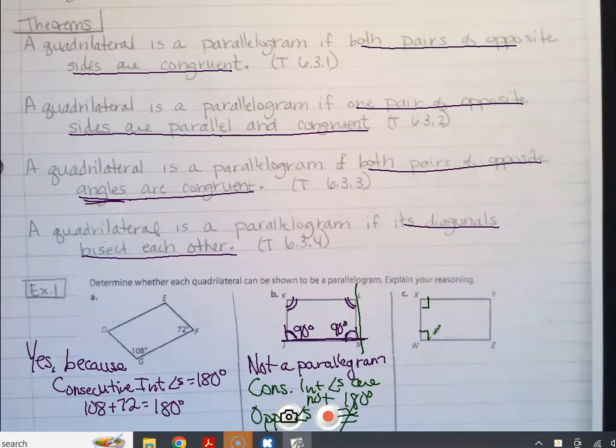Okay, so this is true. These are, again, consecutive interior angles that equal 90. So we're good there, right? But they didn't tell us that angle Z was 90 or that angle Y is 90, and we can't assume it is. So it's kind of a combination of the two. And this one, we don't really have enough information. So this one is no.